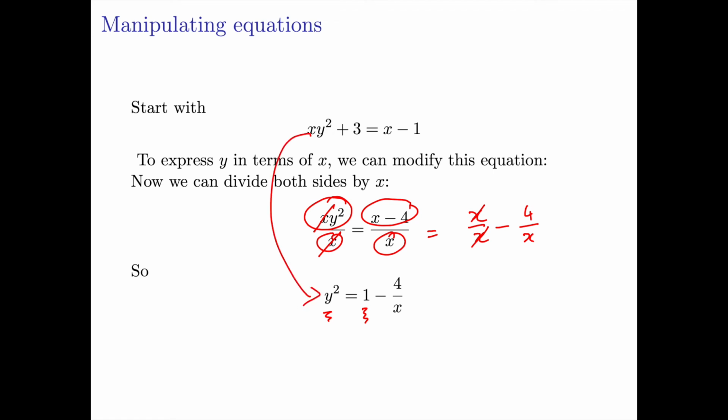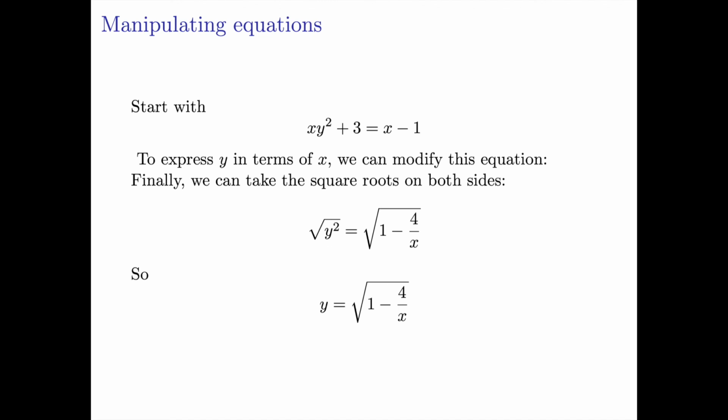Remember, the goal is to express y as a function of x. So what could we do next? Well, we could take a square root on either side. If we take a square root on either side, we've got on the left side, remember we had y squared, so now we have the square root of y squared. On the right side, we had 1 minus 4 over x, so we have the square root of 1 minus 4 over x. The square root of y squared is just y. So now we've accomplished our task of expressing y as a function of x.